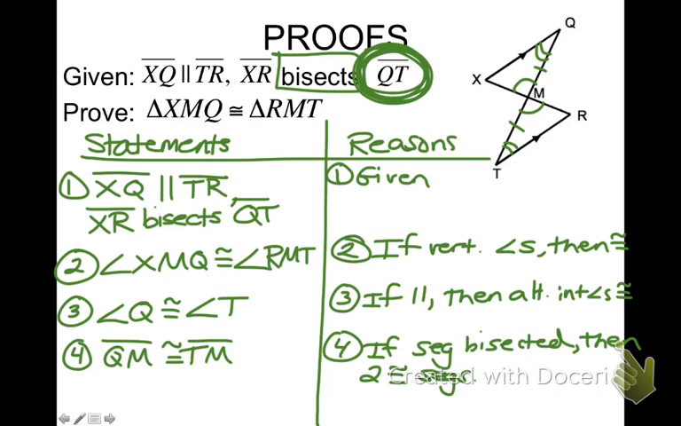Now do you have 3 congruent parts? Yep. 1, 2, 3 congruent corresponding parts. So my line 5 is my prove line. So triangle XMQ is congruent to triangle RMT because of what? Try again. Angle, side, angle. Good, then. So we've got 2 angles, 1 side. And it's just a matter of deciding where that side falls.